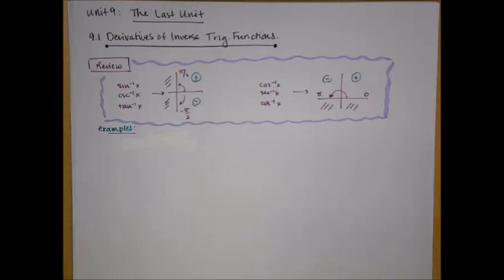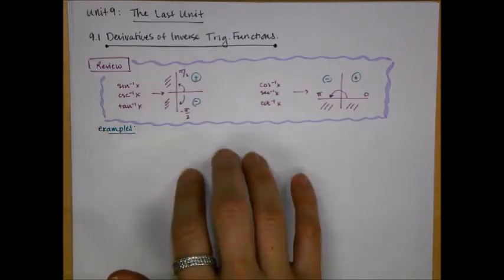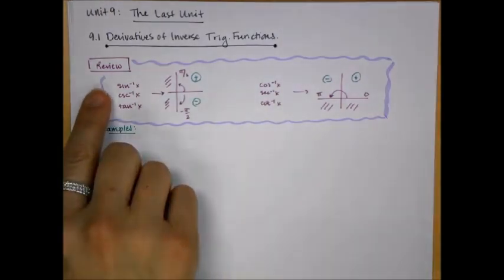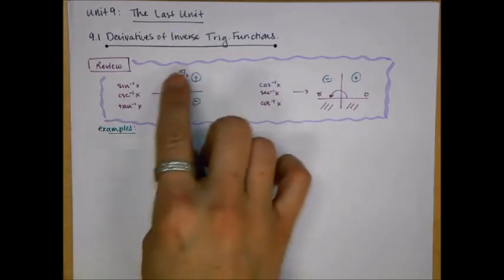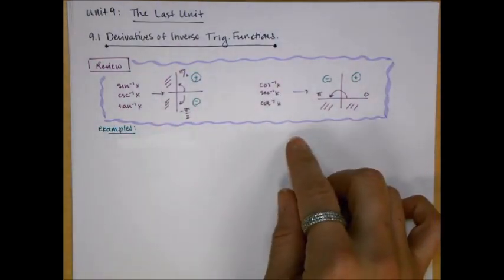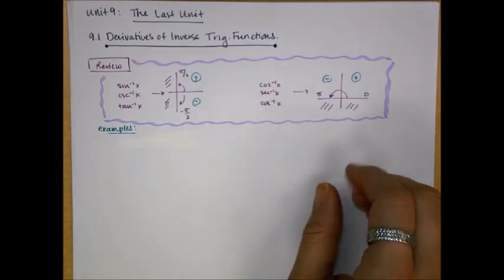So the first thing I'm doing here is reviewing inverse trig functions and going through the range of values for all 6 of them. You can see the chart here tells us and reminds us about inverse sine, cosecant, and tangent existing from negative pi over 2 to pi over 2. Inverse cosine, secant, and cotangent exist from 0 to pi.